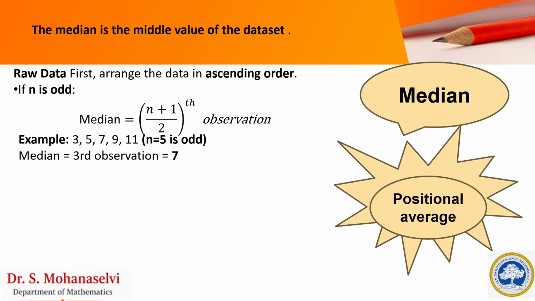For example, if we consider the raw data 3, 5, 7, 9 and 11, here the number of observations n is equal to 5, which is an odd number. Then the median is given by (5 plus 1) divided by 2, that is the third position, 7.